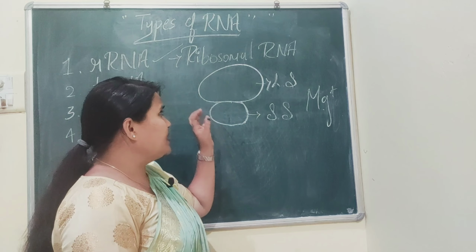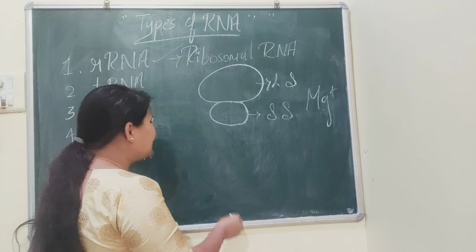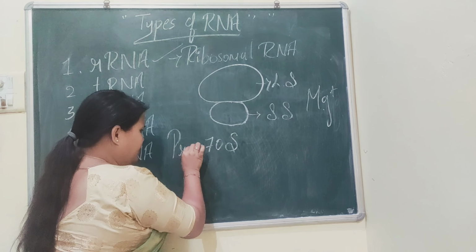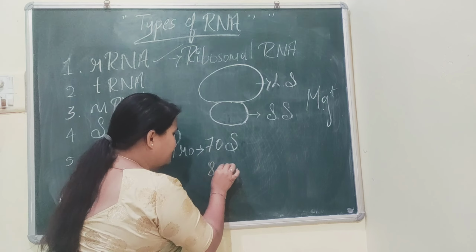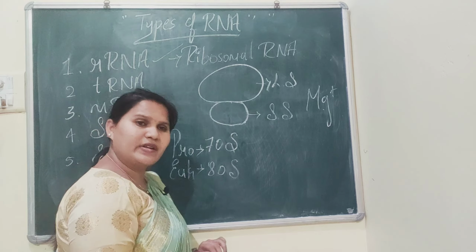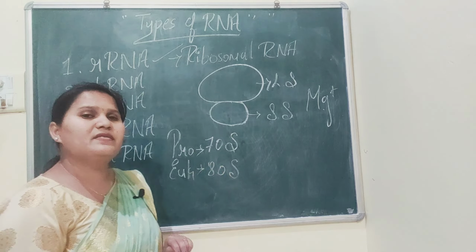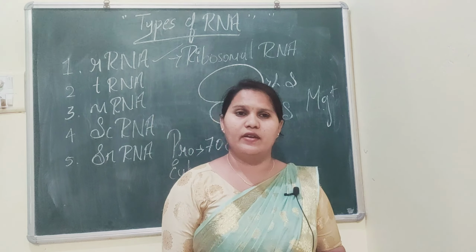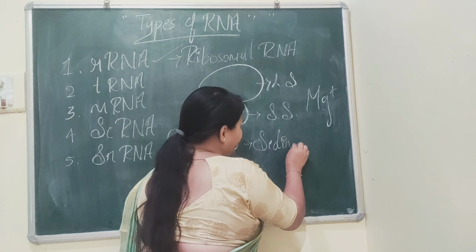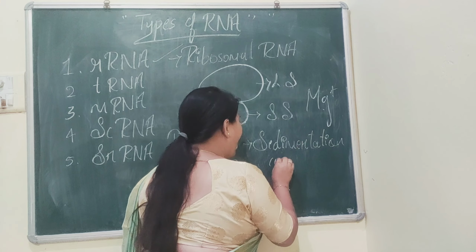Clear? And coming to the ribosomes, in prokaryotes and eukaryotes, we can see 70S ribosomes in prokaryotes. At the same time, we can observe 80S ribosomes in eukaryotes, right? This is known to you all, right? So what is this S here? The S stands for the sedimentation coefficient.